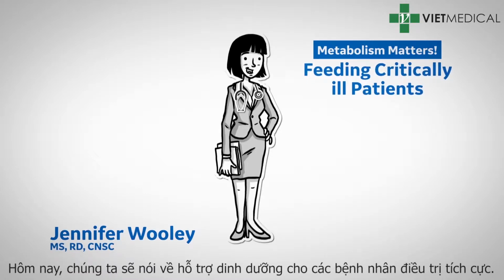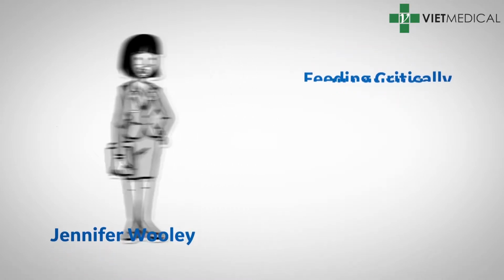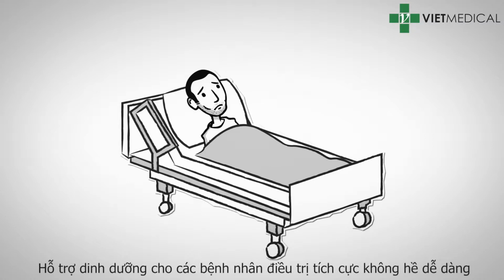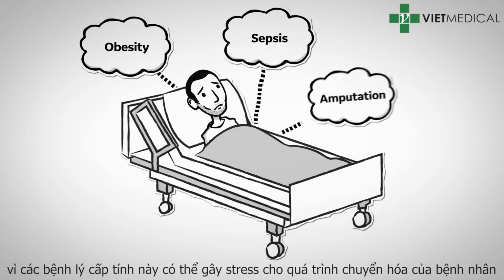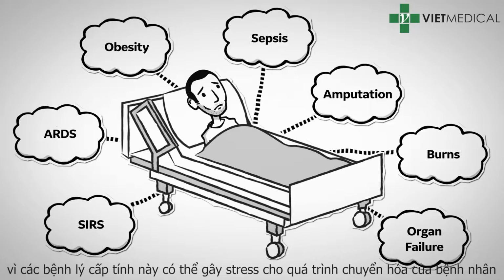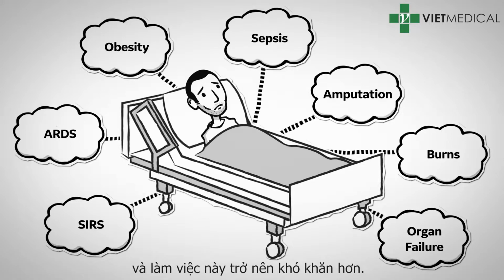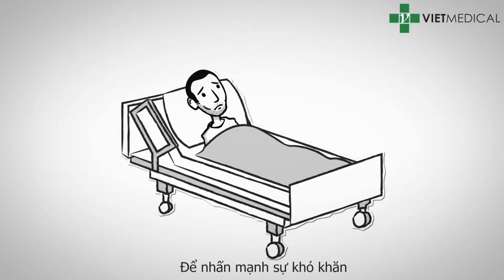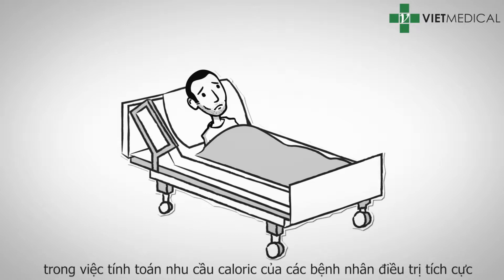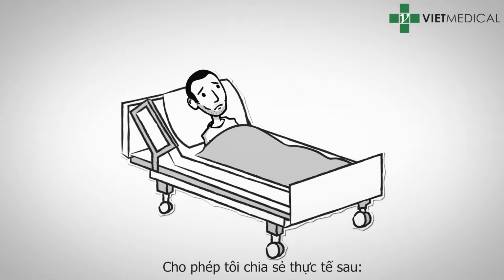Today we'll be talking about feeding critically ill patients. Feeding critically ill patients isn't easy. This is because acute illnesses can stress a patient's metabolism and make it difficult to anticipate their caloric needs. To emphasize the difficulty in calculating a critically ill patient's caloric needs, let me share this fact.